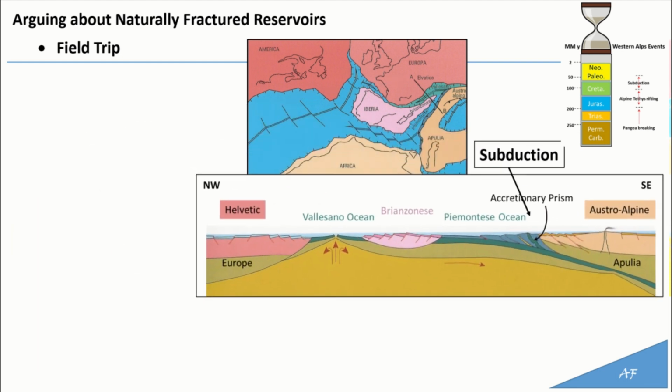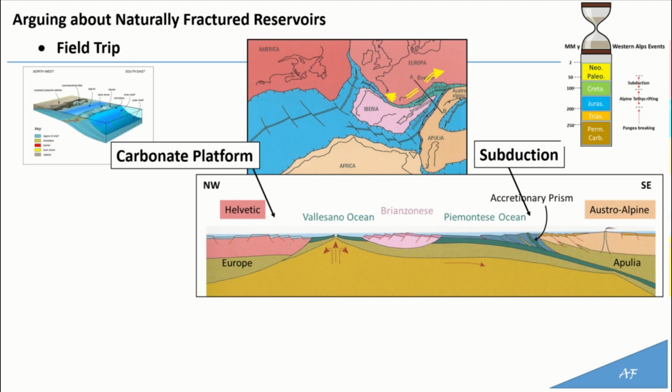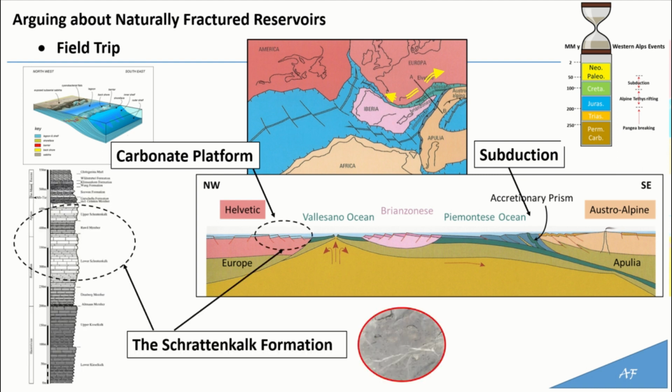So, while southward, at the northern margin of the Apulian plate, the subduction started, northward, on the southern margin of the European plate, the conditions were favorable for the settlement of a vast shallow water carbonate platform, the so-called Urgonian platform. It is in this context that the Shorten Calc formation, final target of this virtual field trip, sedimented.